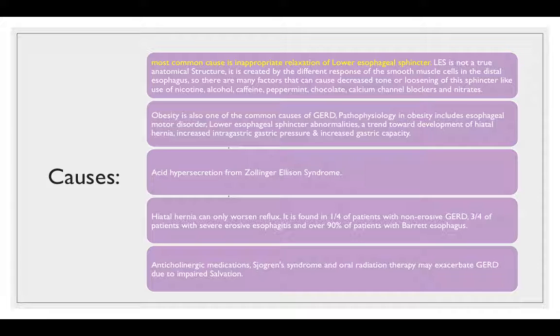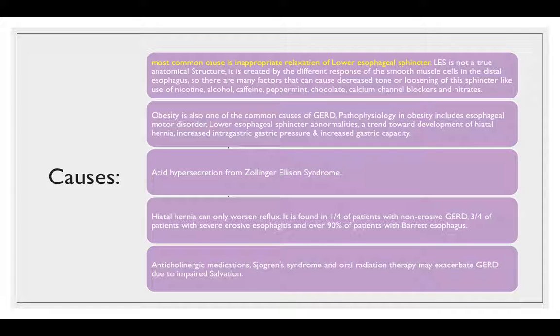It is found in 1/4 of patients with non-erosive GERD and 3/4 of patients with severe erosive esophagitis, and over 90% of patients with Barrett esophagus. See, this is the point which I have just told you earlier, that hiatal hernia itself is not a cause. Hiatal hernia can only worsen reflux. So those who have Barrett esophagus, non-erosive GERD, or erosive esophagitis mostly have hiatal hernia, and if the hiatal hernia is there, it will definitely worsen the condition.